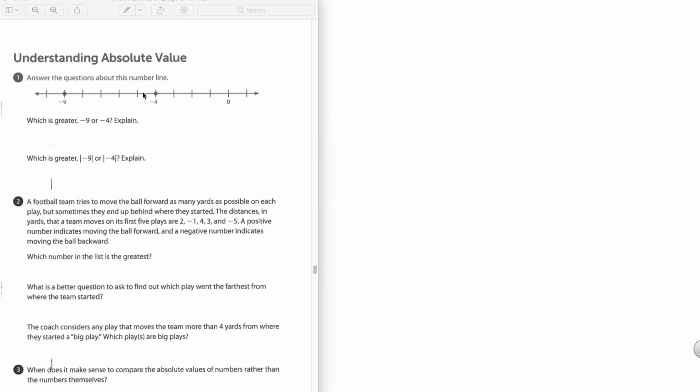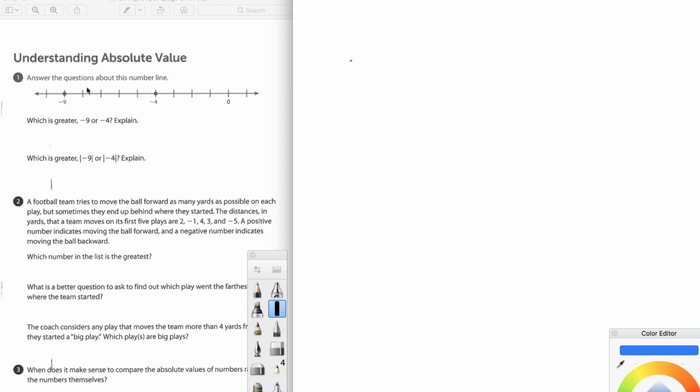Page should look like this. Number one asks us, answer the questions about this number line. -4, -9, -4, and 0. It says which is greater, -9 or -4? Explain. So I'll give you an example.